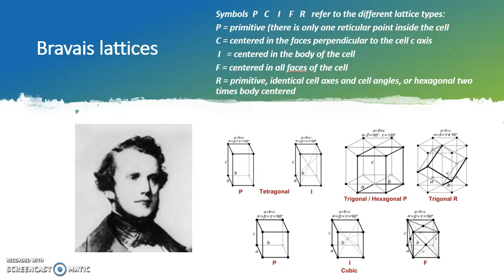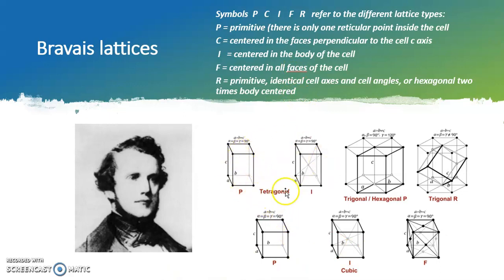The meaning of this is that P is primitive, that is, there is only one reticular point inside the lattice cell. C is centered in the faces perpendicular to the cell C axis. This we are going to see later. But what is I? We have seen I is centered in the body of the cell. And F is referred to as centered in all faces of the lattice cell. And R will be referred to as primitive, identical cell axis and cell angles, or hexagonal, 2 times body centered. Now we are going to see this in further structures.